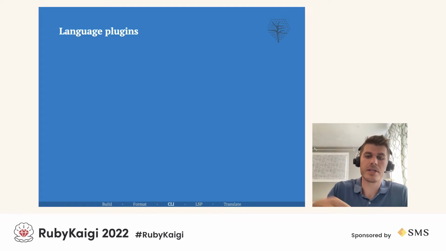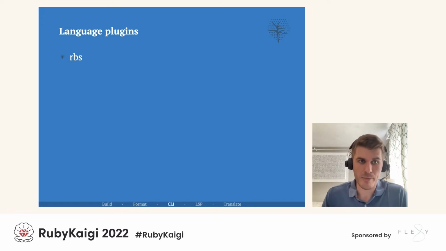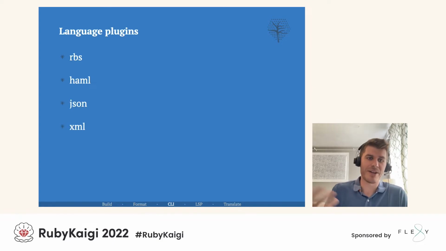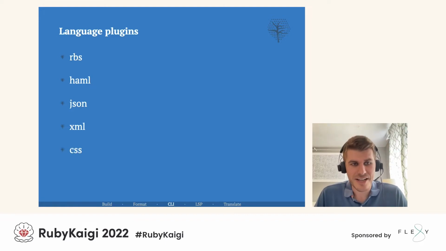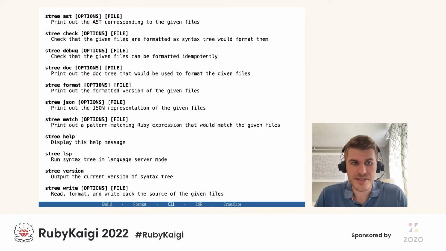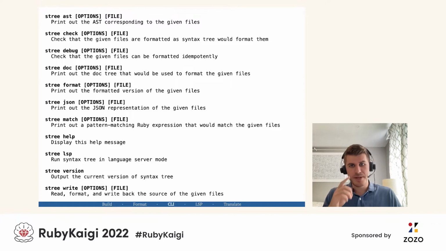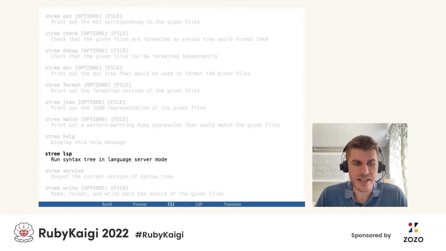So for all of the goodness that you've seen so far in this presentation, I've also built that same thing for the RBS type language, the HAML template language, the JSON notation language, the XML markup language, and the CSS style sheet language. More on the way. So that's the general CLI. The one command I did skip here was the LSP. So I'll talk about that next.